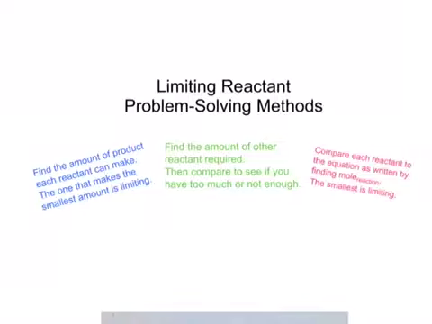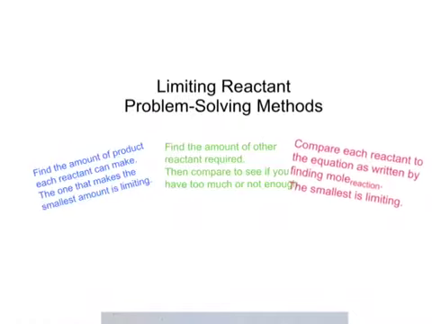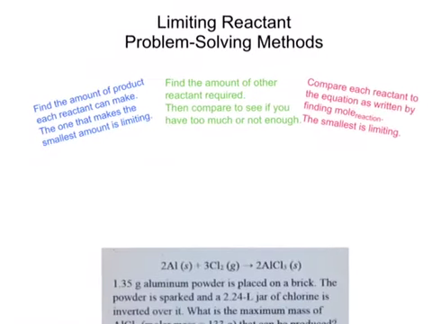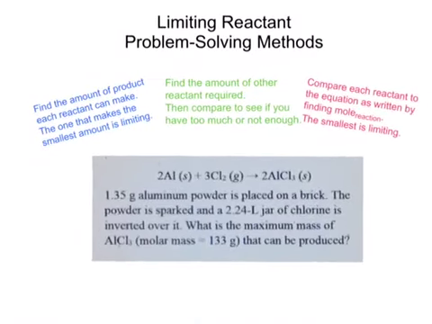And the final method is to change each reactant to moles per reaction as written, and whichever gives you the smallest number is your limiting reactant. Right. To understand these better, we really need to look at an example. So down here, I've got a problem.